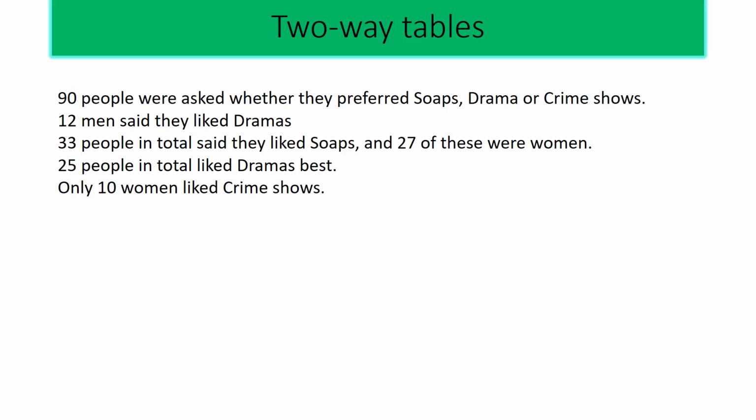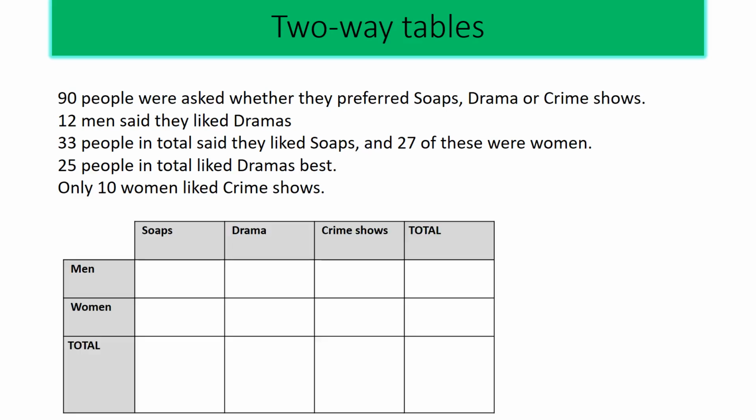So you've got two types of information here. One is the type of shows, which is soaps, drama, or crime shows. So this could go in columns. And then we have men and women, so this can go in rows. So when you design your table, it can look like this.